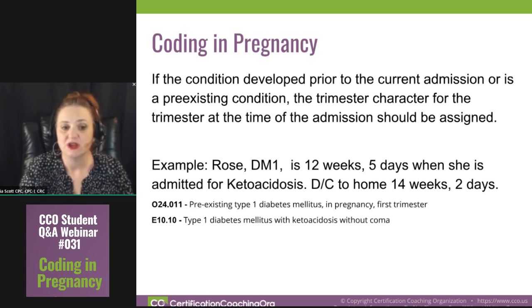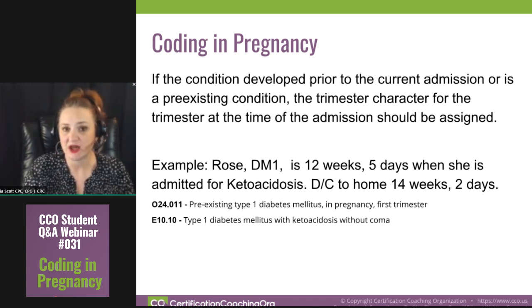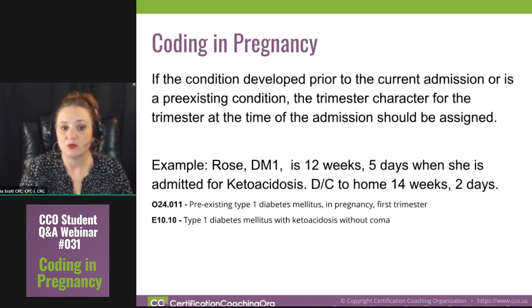So what do we do? She is an O24.011, pre-existing type 1 diabetes mellitus in pregnancy, first trimester, and she's an E10.10, type 1 diabetes mellitus with ketoacidosis without coma. Okay, so because the guidelines tell us, we have a pre-existing condition of type 1 diabetes, and then we have a complication. And the guidelines tell you to code that.